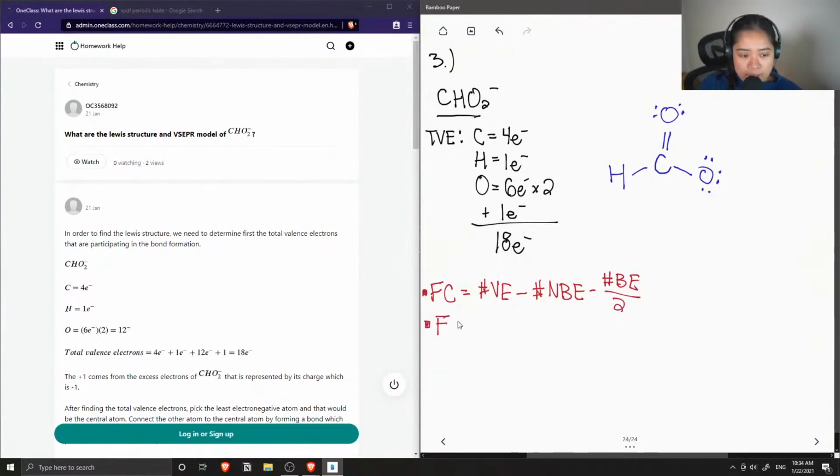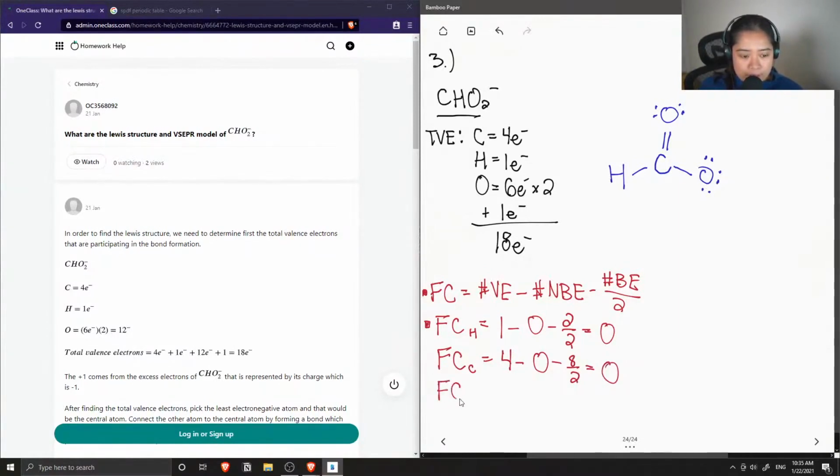First, let's find the formal charge of hydrogen. Hydrogen has 1 valence electron. There are 0 lone pairs, and there's only 1 bond to hydrogen, so there's 2 bonding electrons divided by 2. So it has a formal charge of 0. For carbon, there are 4 valence electrons, 0 lone pairs, and there are 4 bonds, so 8 bonding electrons divided by 2. Also 0.